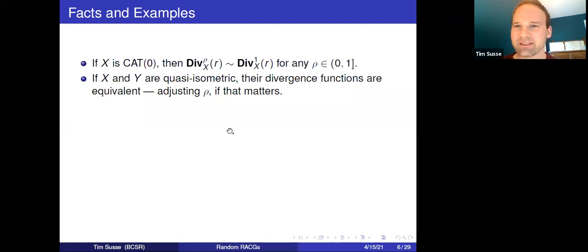So some important facts about the divergence function. First, if X is a CAT(0) space, then we don't really need this parameter rho. The divergence with parameter rho is equivalent to the divergence with parameter 1. And so we can just talk about the divergence function as just this divergence with parameter 1. And very importantly, if X and Y are quasi-isometric, then their divergence functions are equivalent, at least up to adjusting your rhos, if that matters.